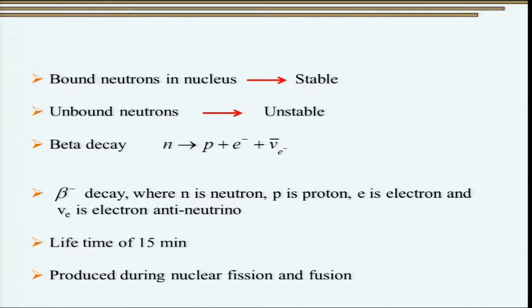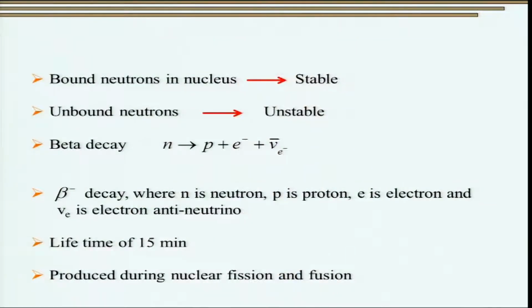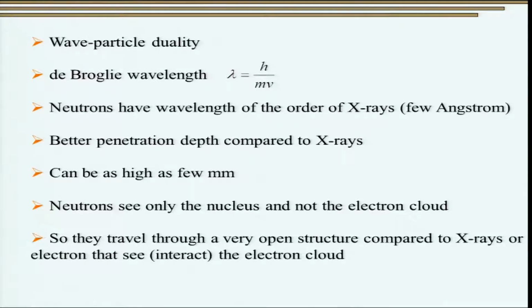Another important point to be noted is that this decay mechanism ensures that the lifetime of free neutrons is only about 15 minutes, and therefore it is necessary to produce neutrons as and when required. Coming back, how do we produce neutrons? Well, we can produce them using nuclear fission as well as nuclear fusion. I am not going to talk much about fission and fusion, but let us talk about neutrons as a particle.